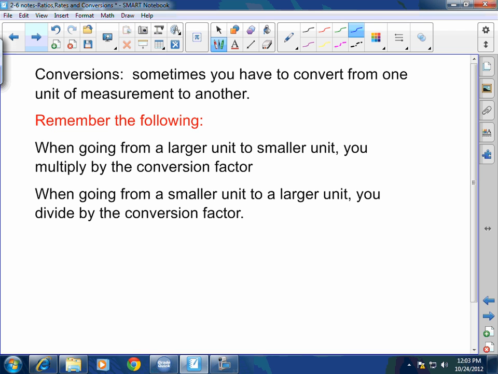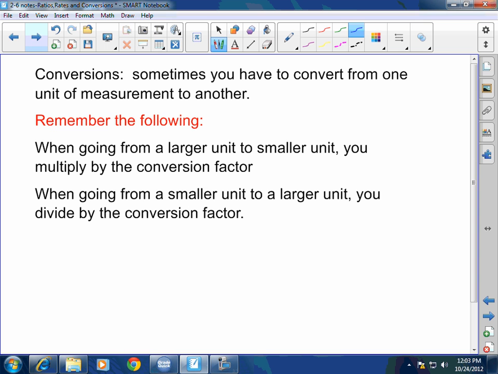Next, conversions. Conversions are really important. Sometimes you have to convert from one unit of measurement to another unit of measurement. When you're doing conversions, remember the following, please. When going from a larger unit to a smaller unit, you multiply by the conversion factor. When going from a smaller unit to a larger unit, you divide by the conversion factor. I'm going to tell you what the conversion factors are in a second.